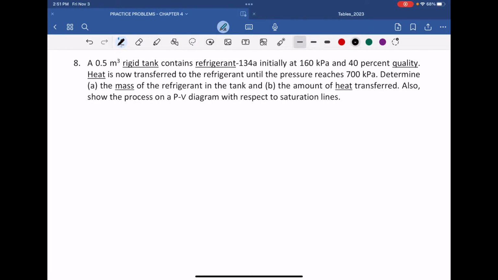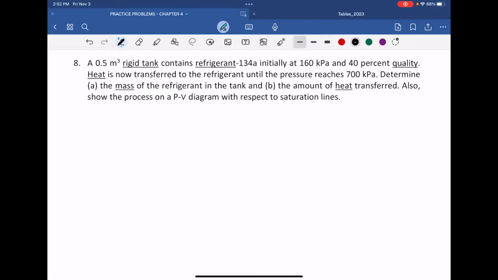A 0.5 meter cube rigid tank contains a refrigerant initially at 160 kilopascal and 40% quality. So initially this was a mixture of refrigerant. Heat is transferred now to the refrigerant until the pressure reaches 700 kilopascal. Determine the mass of the refrigerant, the amount of heat transferred, and also show it in PV diagram.